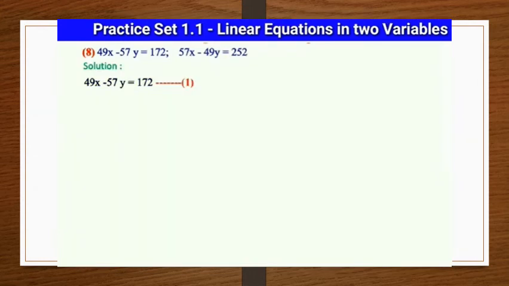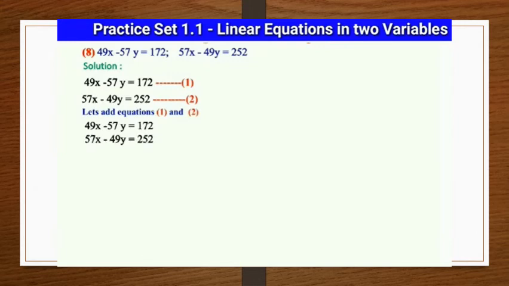49x minus 57y is equal to 172, equation number 1. 57x minus 49y is equal to 252, equation number 2. Let's add equation 1 and 2. 49x minus 57y is equal to 172. 57x minus 49y is equal to 252. When we add, 49 plus 57 will be 106x.